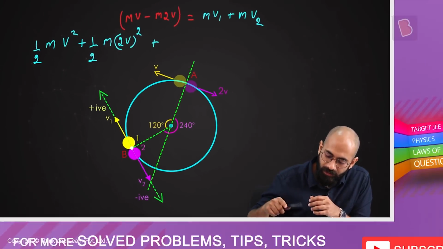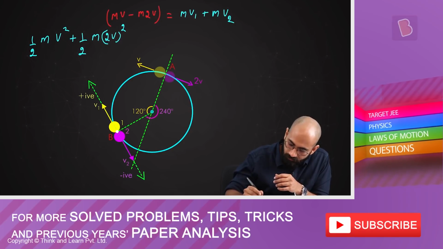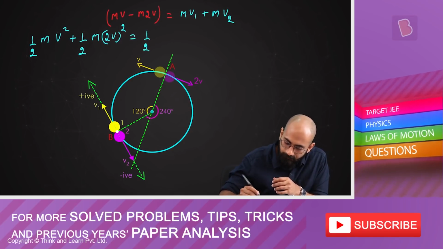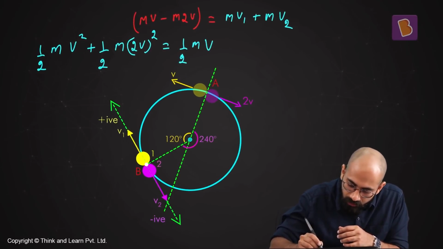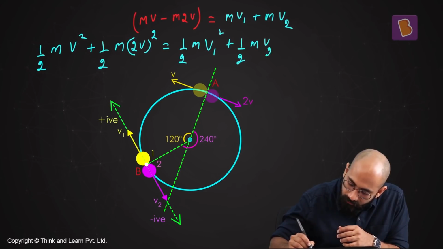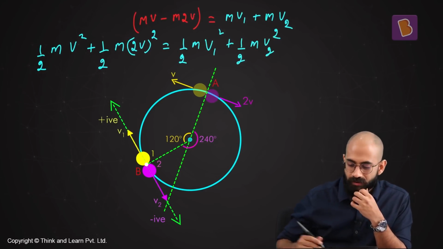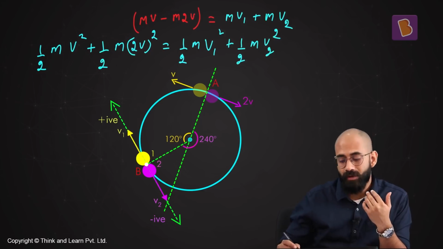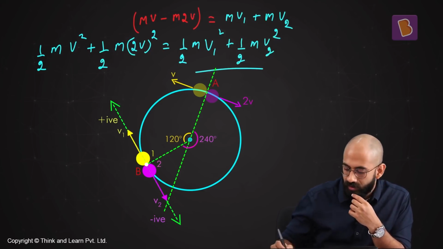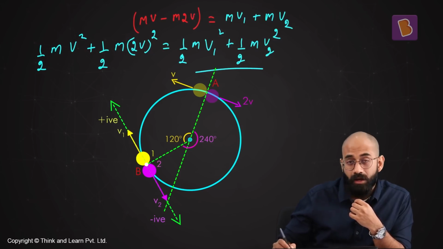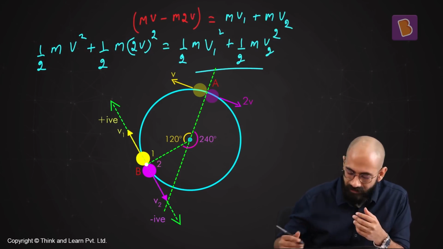The final energy will be half m v1 squared plus half m v2 squared, right? So now we have two equations. We have one equation with v1 and v2, and we have another equation again with v1 and v2. Now, I'm not going to solve this. We can solve it. It's not very hard.